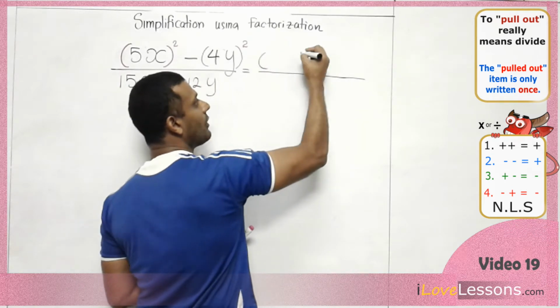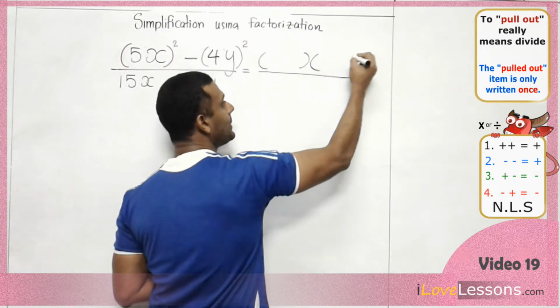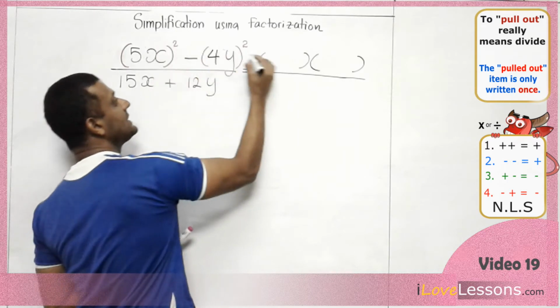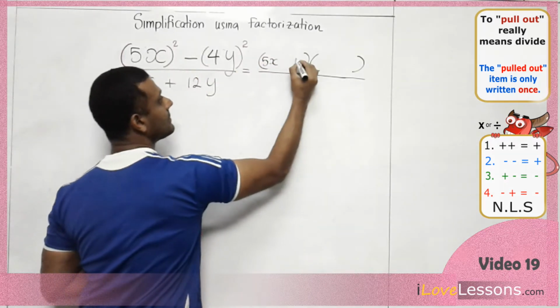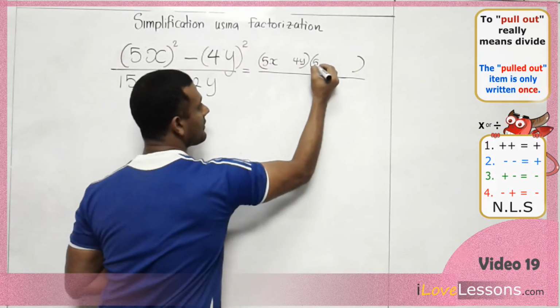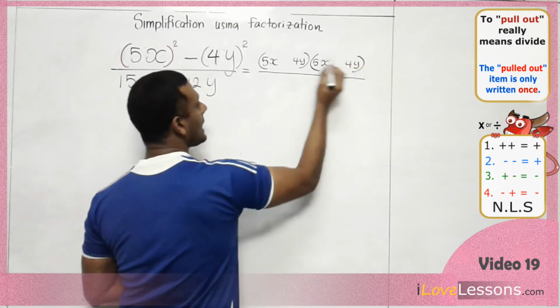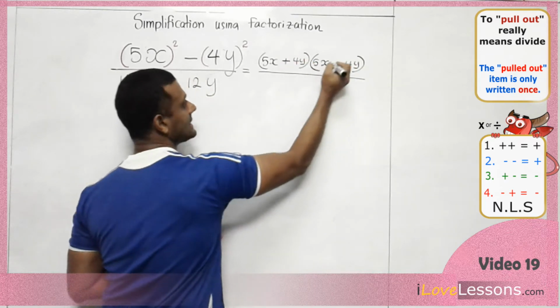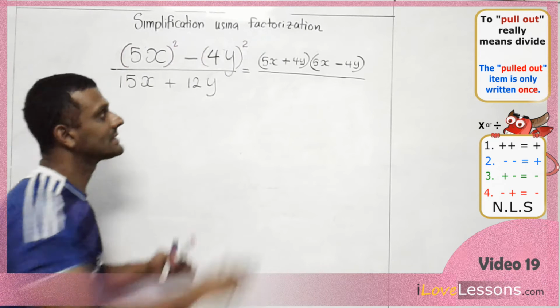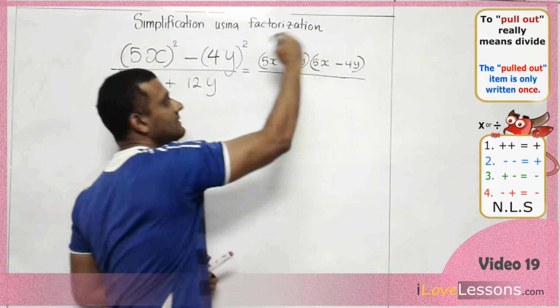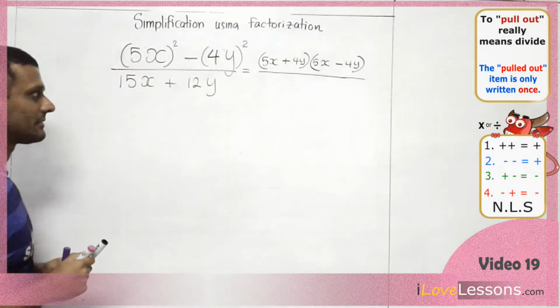Remember, when we use the formula, we get 2 pairs of brackets. The first item and the second item, we put in 5x and 4y, and then we make one of them positive and the other one negative. It doesn't matter, once again, if this one is positive and this one is negative.